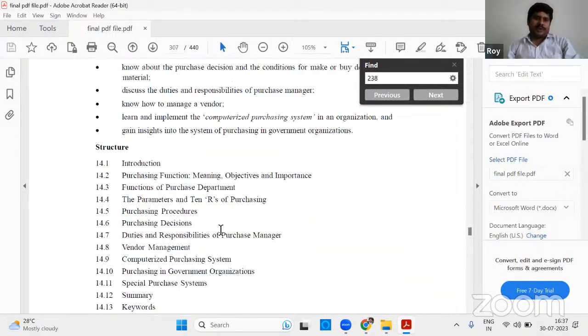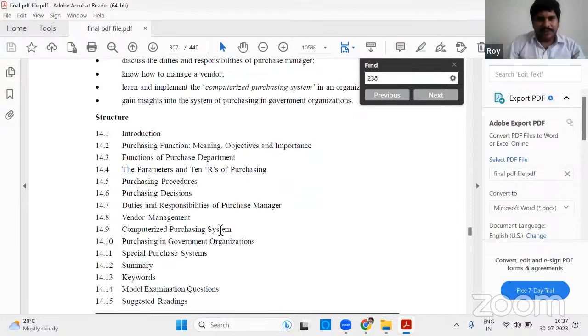Now the purchase process. This is also a very easy one. Please listen to this. The parameter 10 hours of purchasing will be there. The functions of purchase management, purchasing procedures, purchasing decisions, duties. These are all very, very easy topics if we go through that. I'll just tell you what the procedures for purchasing are. Go through the notes, you will understand.